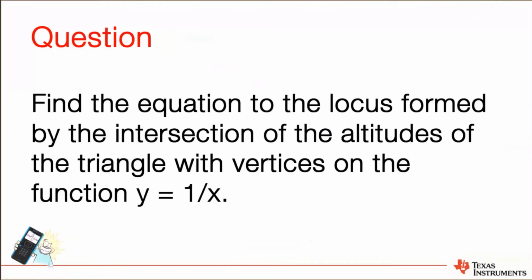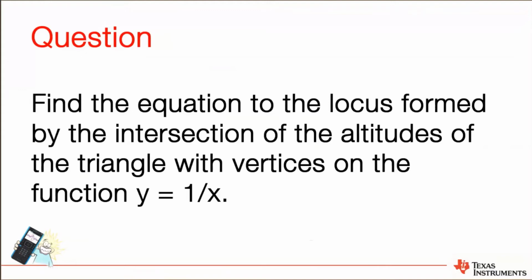Find the equation of the locus formed by the intersection of the altitudes of a triangle with vertices on the function y equals 1 on x. This is one of my all-time favorite questions. Now, in part, it's because most students throw their hands up and have no clues. But the mathematics is applicable, believe it or not, to Year 11. There's nothing in it that a Year 11 student cannot do. It's not that they can't do the question, but the mathematics that underpins the answer is all within the Year 11 maths course.